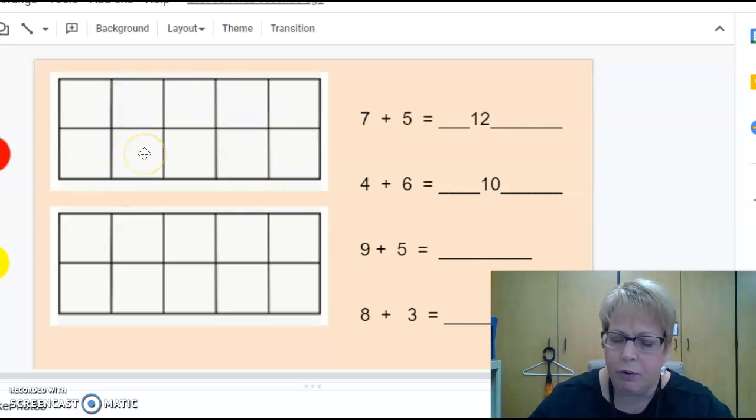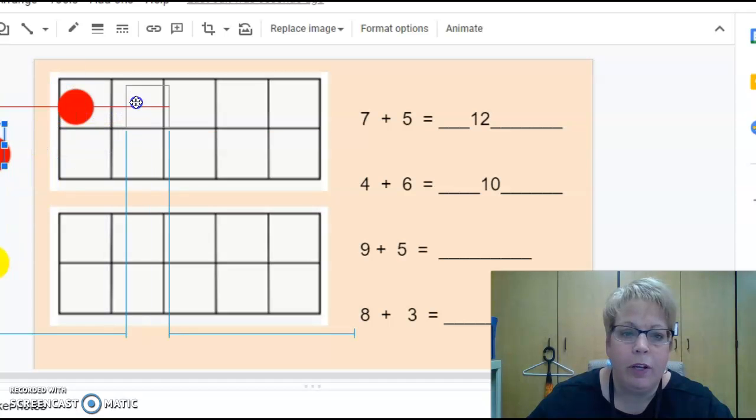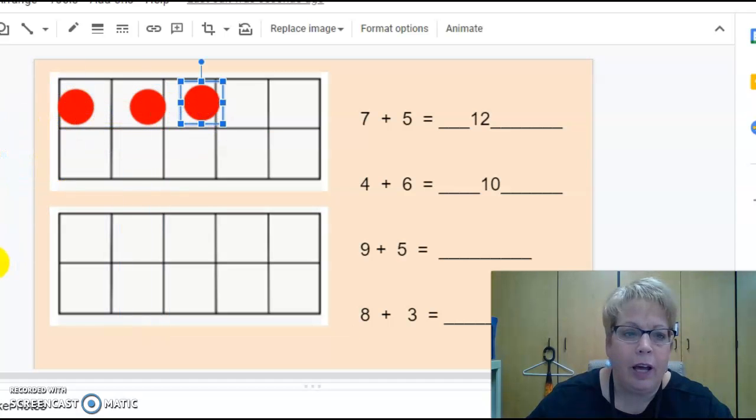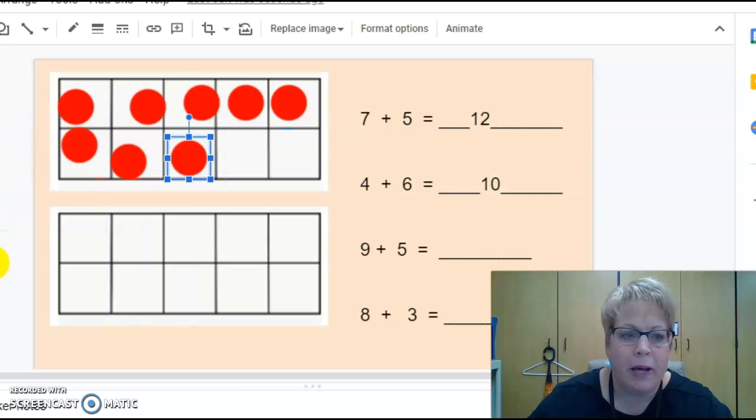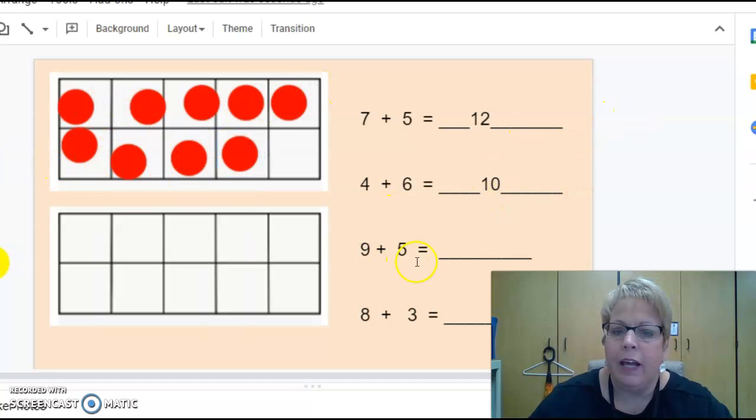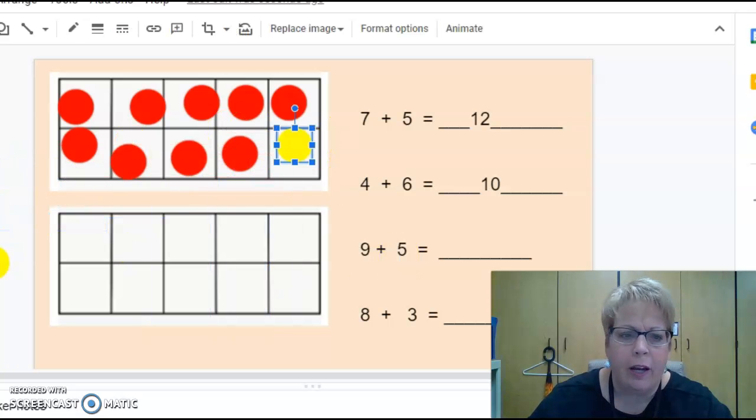Okay, so as I look at the 10 frame, I think, 9 is 1 less than 10. So in order to fill 9 in here, I'm going to fill the whole top. And I'm going to fill everything on the bottom except one spot. Oh, good. 5, 6, 7, 8, 9. That's 9. I'm going to add 5. Ooh, I've got 1 to fit in there. 1, and I'm going to put my overflow down here. 2, 3, 4, and 5.